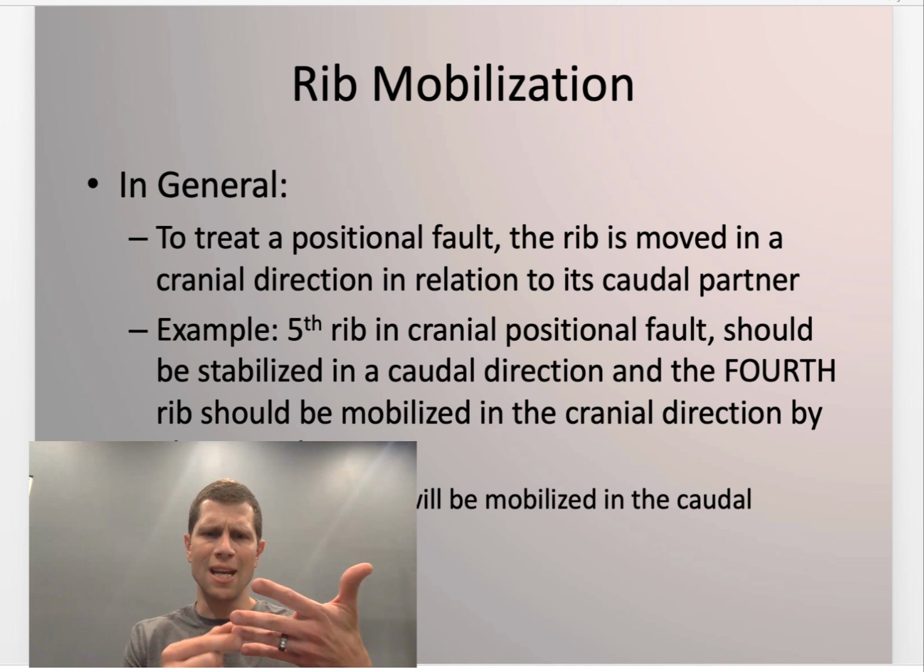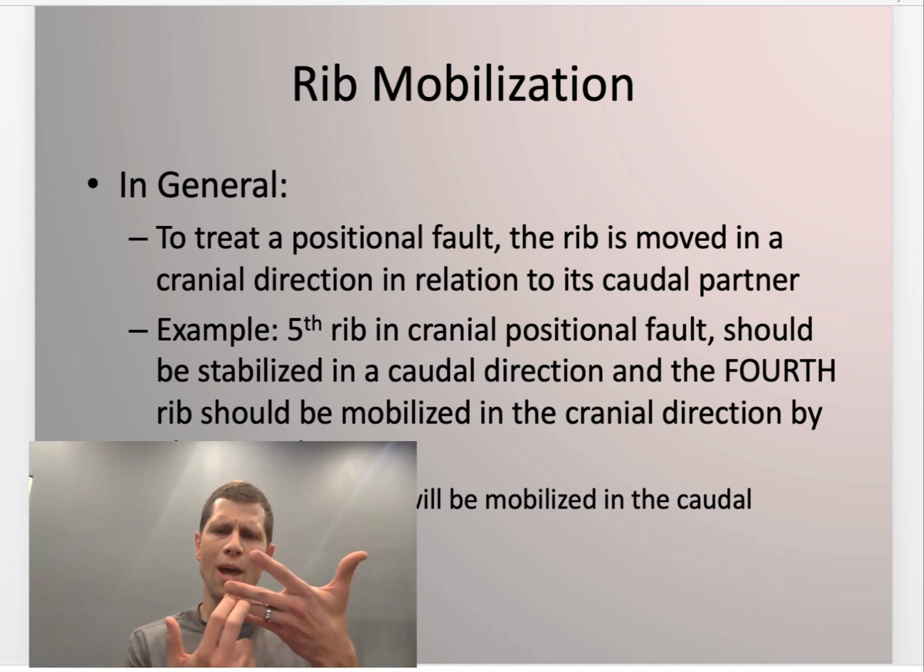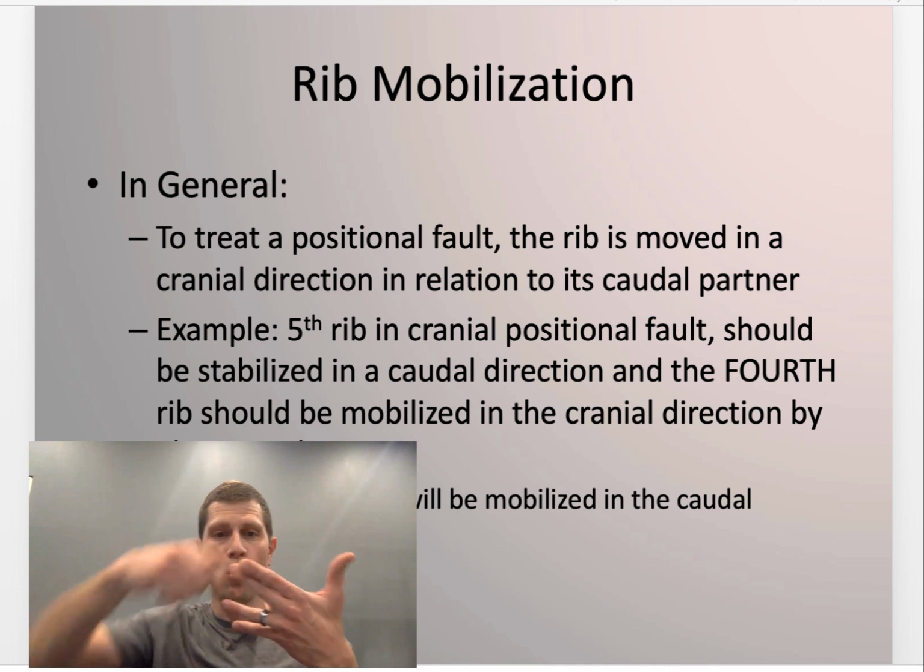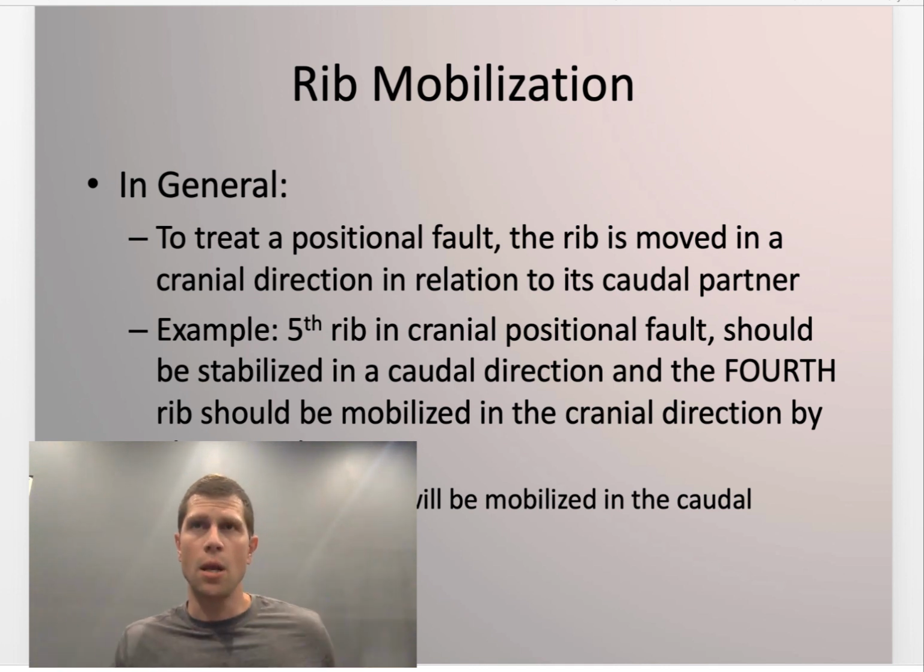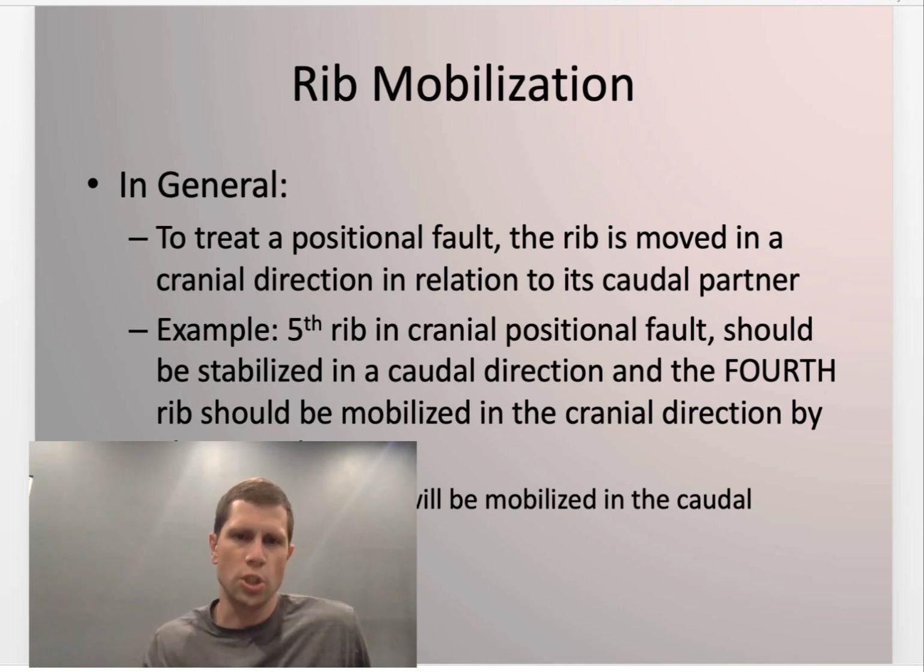So you're imagining that fifth rib is cranially locked into the fourth rib. Well, if you could hold on to that fifth rib and pull it down, at the same time you're trying to pull the fourth rib up, then you have a good chance of mobilizing that segment where it's essentially stuck.